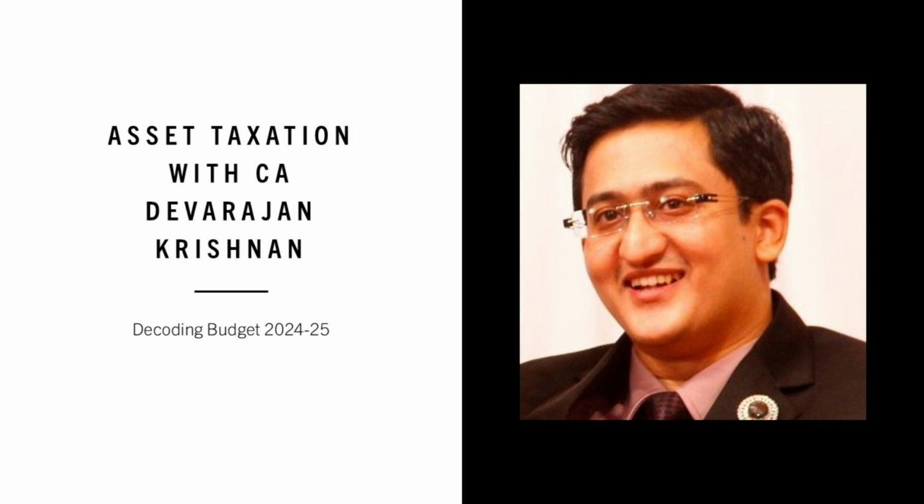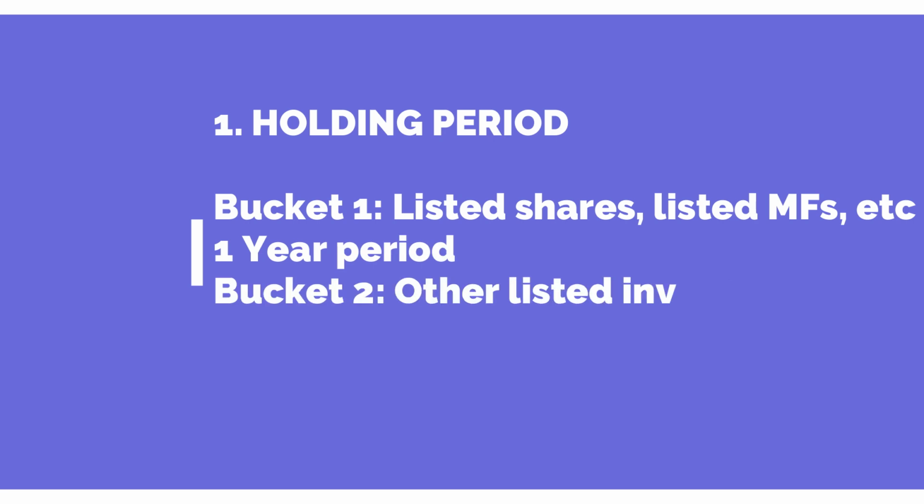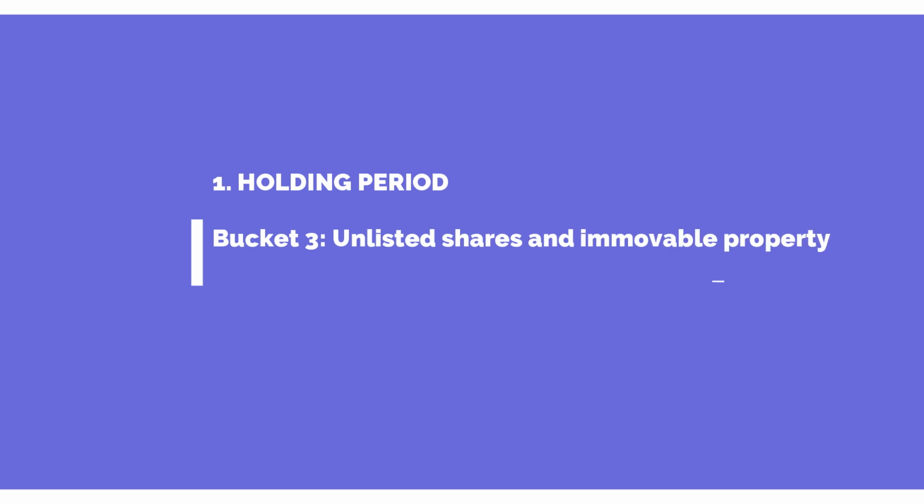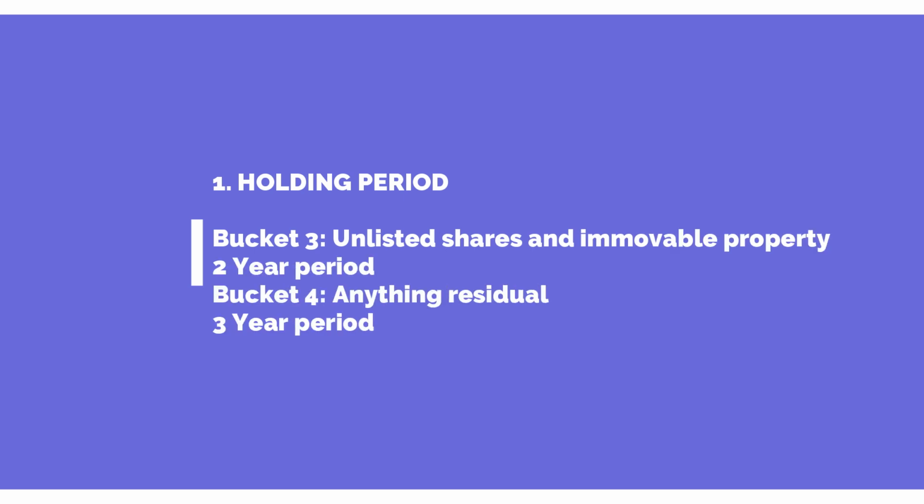So earlier there used to be some listed shares, listed mutual funds, and those kind of instruments which used to have a 1 year period beyond which they were considered as long term. That remains now. But other than that, there used to be other investments which are listed also, which used to have a 3 year period for qualifying as long term. And then you had the next bucket of unlisted shares, immovable properties, all of that, which used to be considered as long term after 2 years. And then there was a third bucket where anything residual had a period of 3 years.